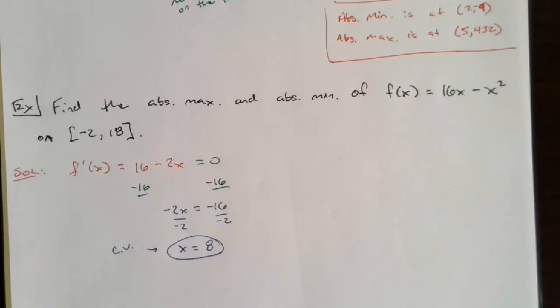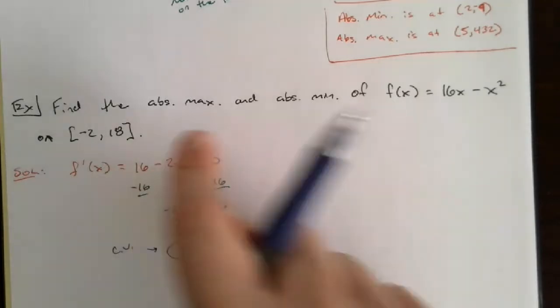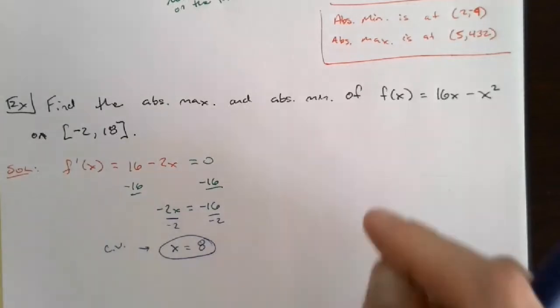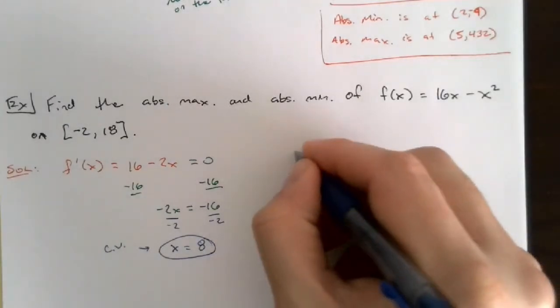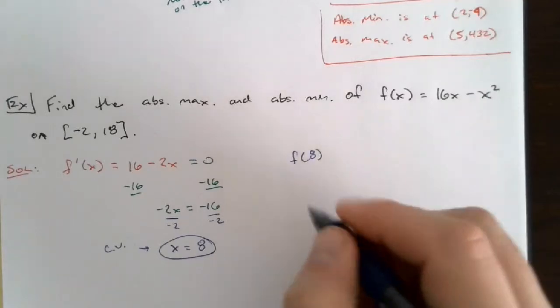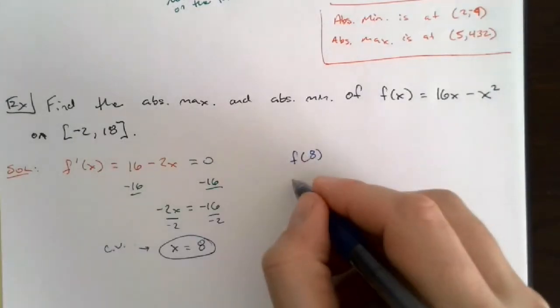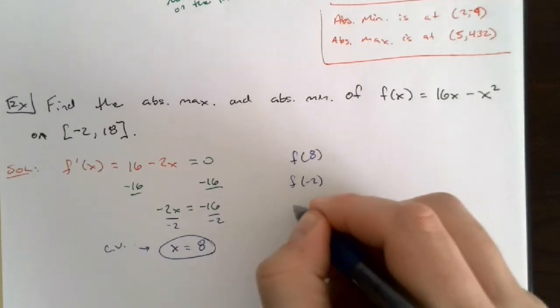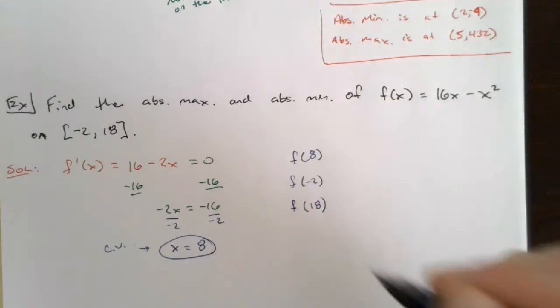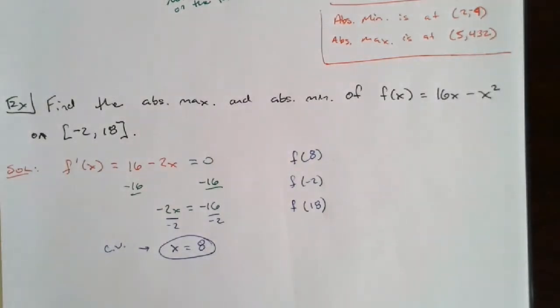And then what do I do? Well, if we're on a closed interval and we're trying to find the absolute max and absolute min, remember we just take the critical value and sub it into the function, right? So we want f of 8, and you take the endpoints and substitute them into the function. So we want f of negative 2, and we want f of 18, and our goal is to find the corresponding y values.